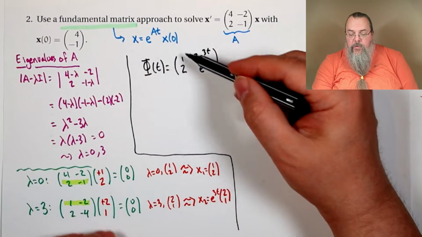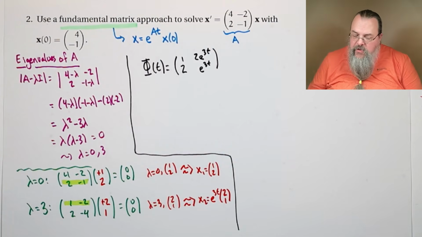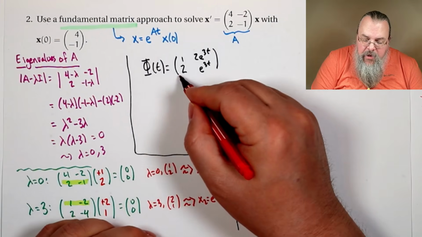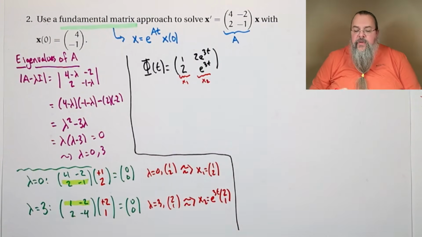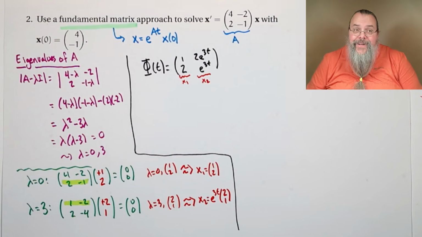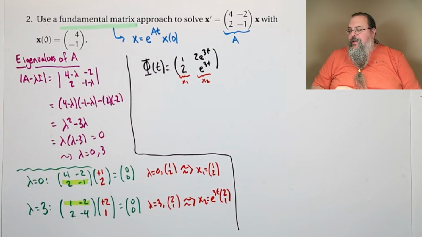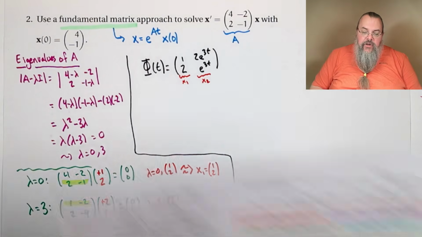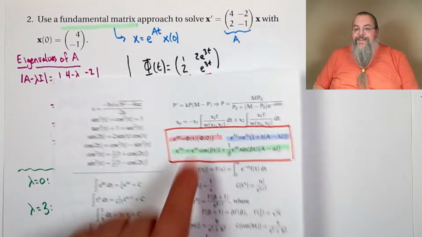Okay, x1, x2. I'll go ahead and mark that just so I can follow along later. x1, x2. Now, how do we get e to the at? That's where we want to get to. And the answer is we have, well, e to the at is phi of t, phi 0 inverse.